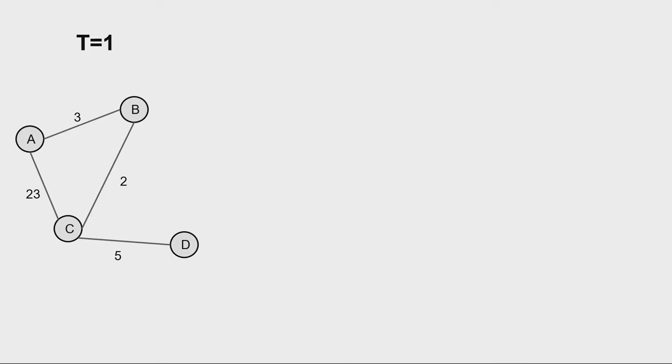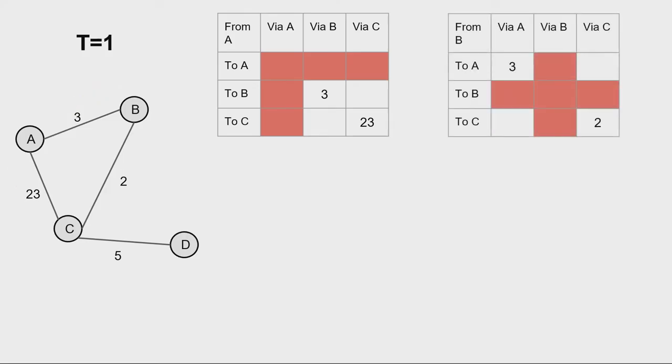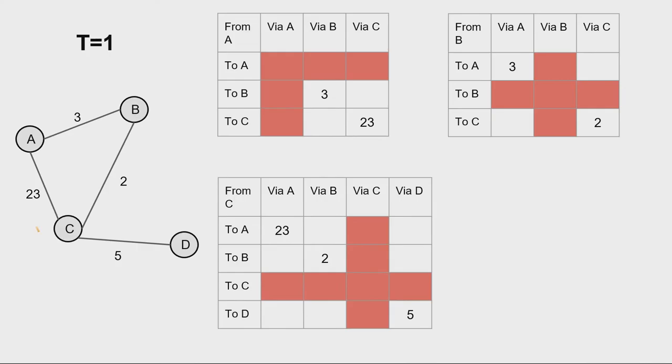Now let us see what happens in first iteration, that is at t is equal to 1. Here, every node has information about the nodes that are directly connected to them. For example, we saw what the routing table of A would contain. A broadcasts this routing table to B and C, and B broadcasts its routing table to the nodes directly connected to it.